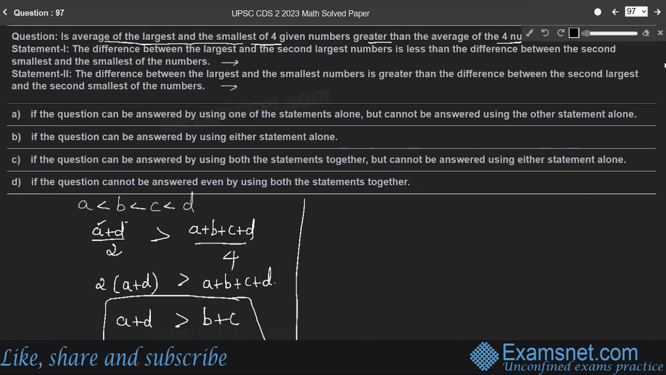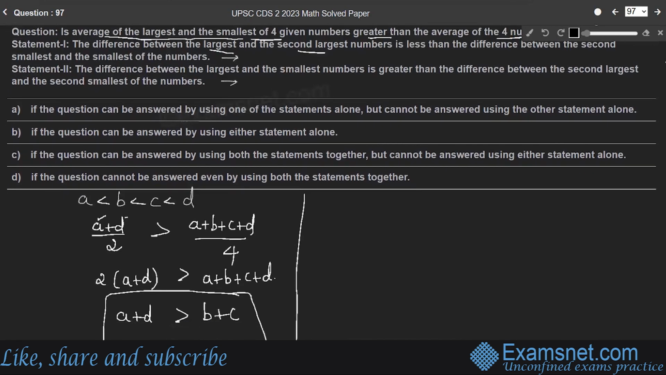According to the first statement, the difference between the largest and the second largest number. The largest number is D, and the second largest number is C. So the difference between them, D minus C, is less than the difference between the second smallest and the smallest numbers, so that means B minus A. D minus C is less than B minus A, right? That means, so D plus A, take this minus A to the other side. So D plus A is less than B plus C.